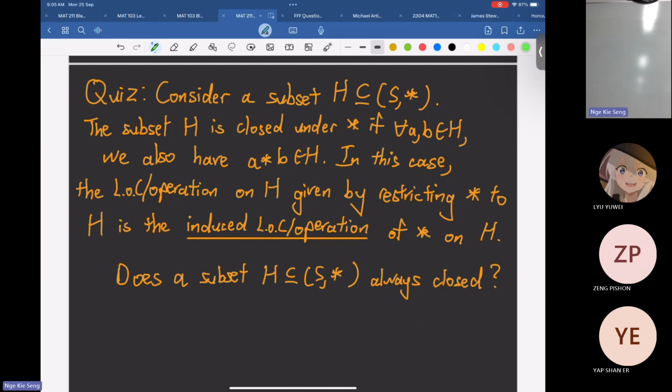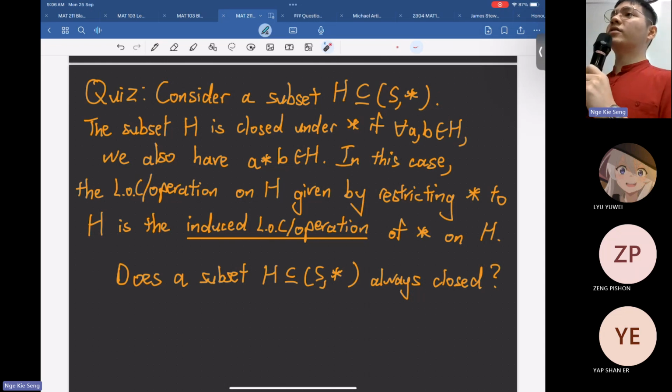So where does the composition come from? Typically this composition comes from the original set. Let's call it X, star. So X is our universal set or the original set, and star is the composition. You use the composition to do the composition in your subset, meaning you give a composition to your subset. This is what we call the induced law of composition, or induced operation of star on H.